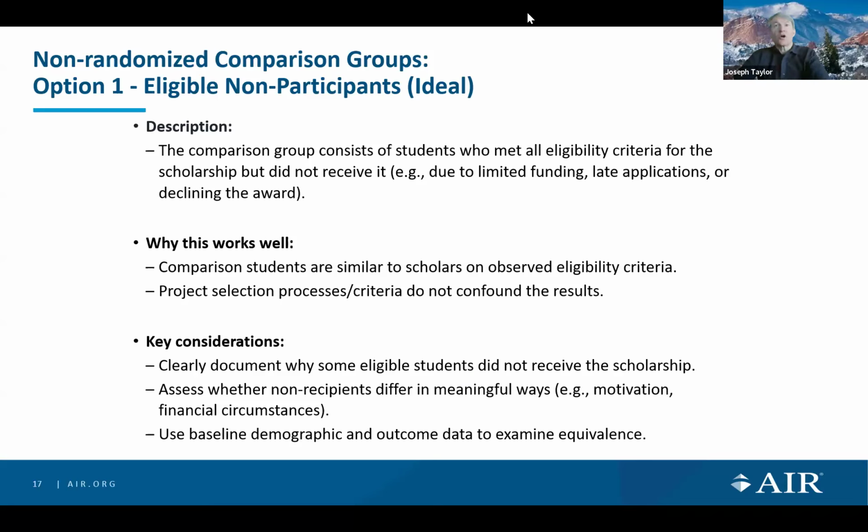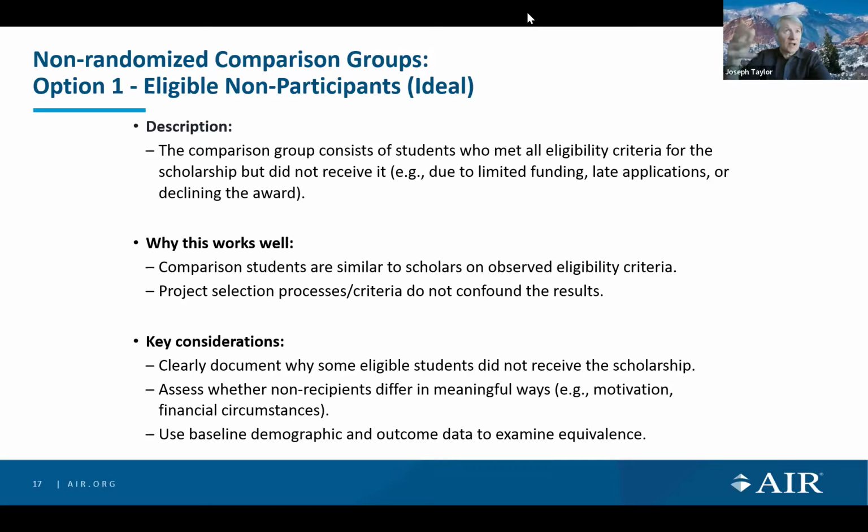Okay, with regard to option one, again, the comparison group consists of students who met all the criteria for the scholarship but didn't receive it. And this can happen for a variety of reasons, including limited funding, they applied late, they declined the award, etc. This option works well because the comparison students are similar to the scholars on observed eligibility criteria, which helps remove scholarship selection processes and criteria as a potential confound to knowing whether the program works.